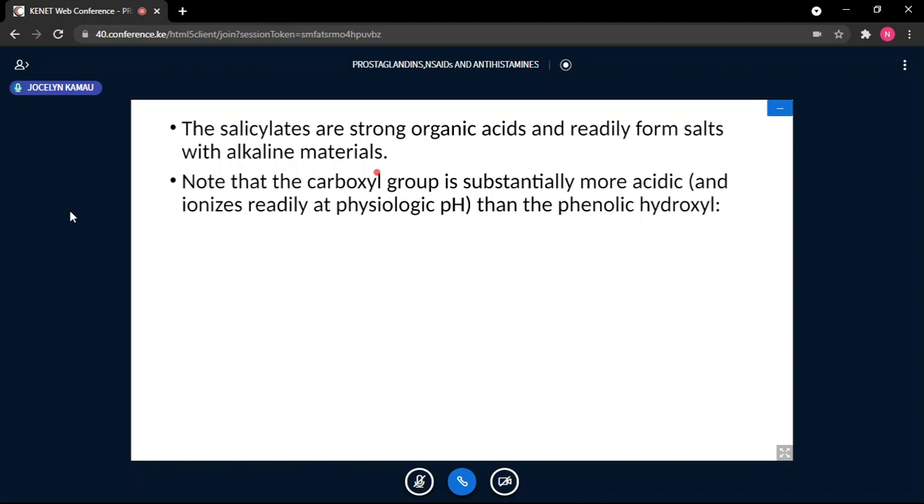That is at the carboxylic group, and the hydroxyl group can also form salts with strong bases. So note that the carboxyl group is substantially more acidic than the phenolic group. Of course, that is why for the phenolic group to undergo ionization, you must react it with a strong base, whereas the carboxylic acid, you can react it with a weak base. And that is well demonstrated on page 2.